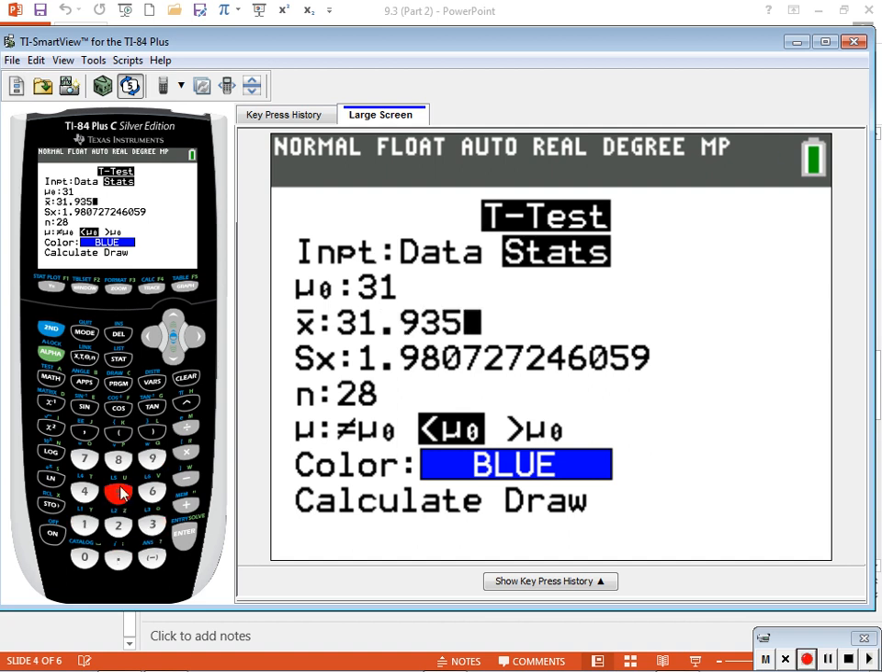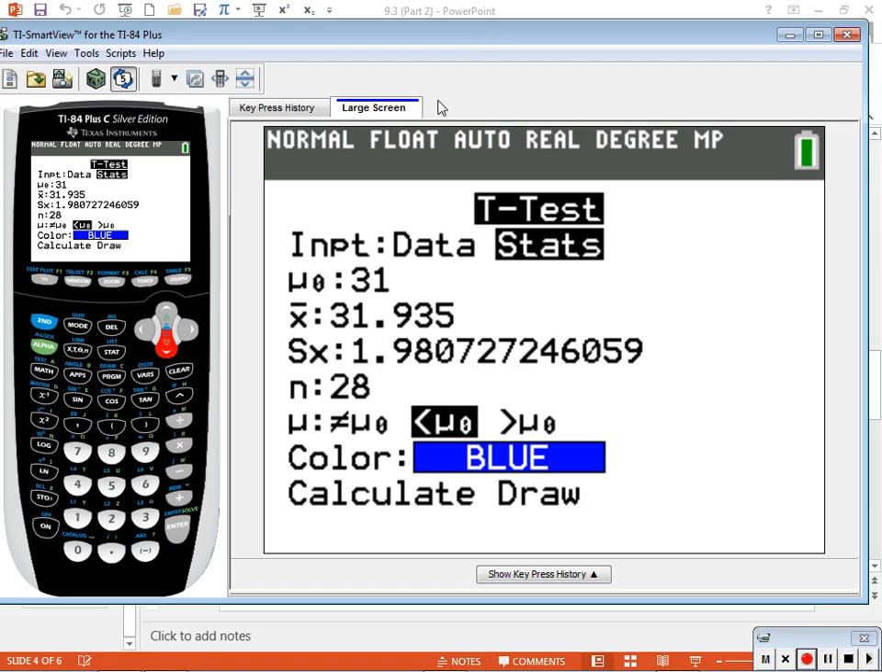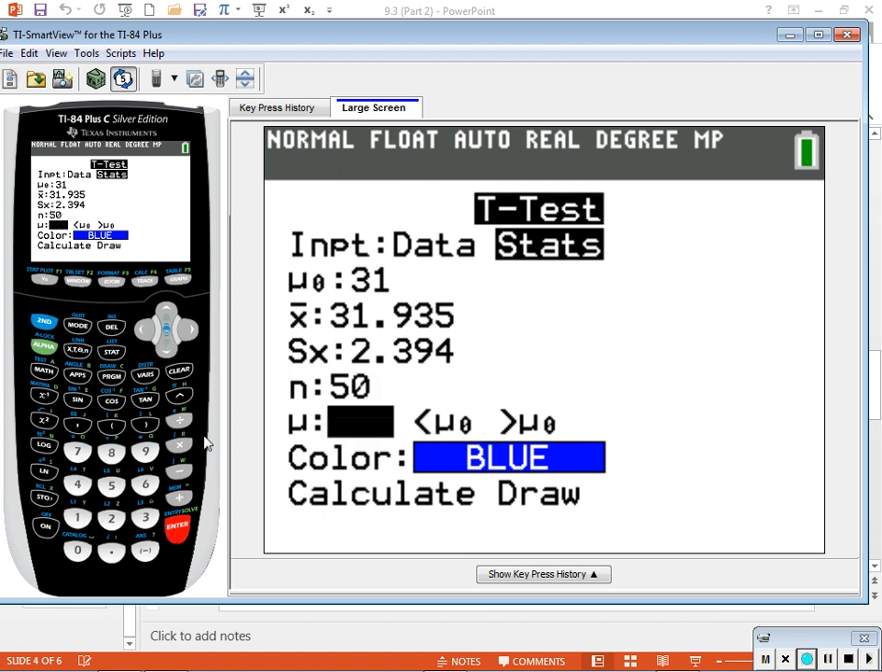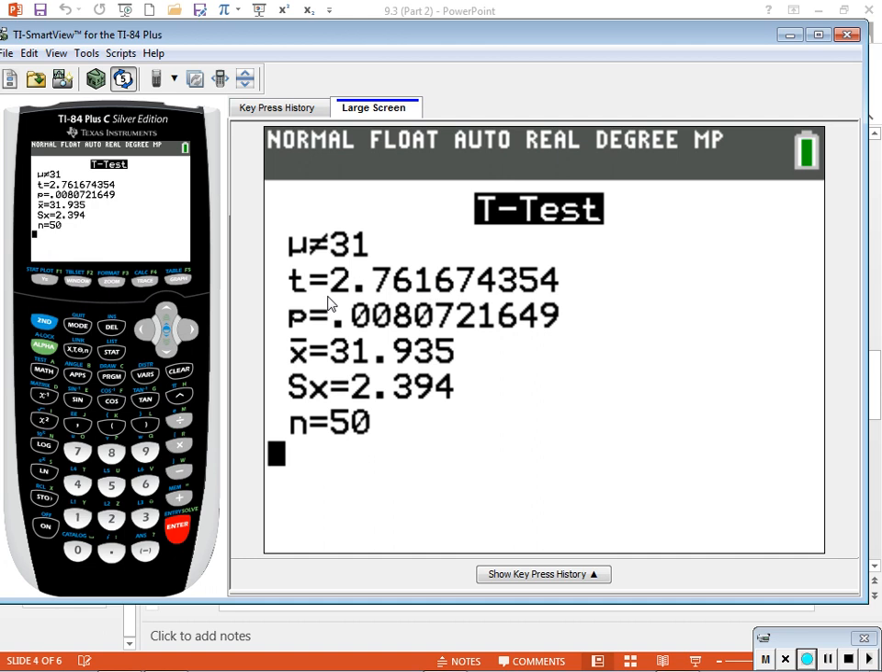The sample standard deviation for this was 2.394. So I'm going to put that in here. And then the sample size for this was 50. So I'm going to put that in here, and then we did a two-sided significance test for this, since it was not equal to. And so here, this will give me both the t-statistic 2.76 and the p-value 0.008.